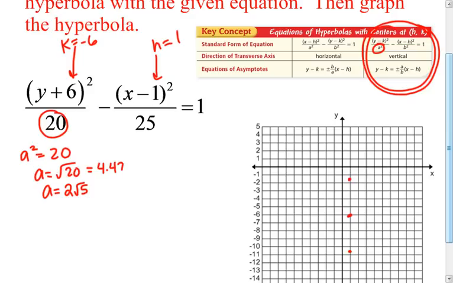All right, then if we look at our formula over here, b squared is 25. So b squared is 25, and that means that b, of course, will be 5. In this case, since it's an up-down hyperbola, that is your left and right distance. B is your left and right. So I'm going to go 1, 2, 3, 4, 5 to the right, and 1, 2, 3, 4, 5 to the left. And this is going to create my box for my hyperbola.